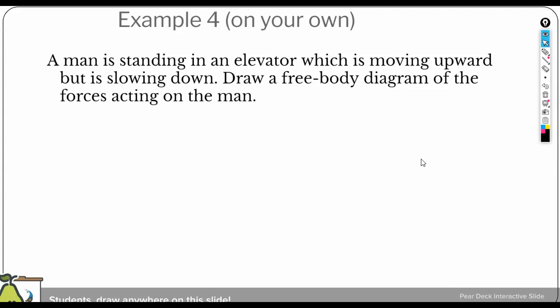Okay, so here is example 4. And normally I would try to have you do this on your own. I would ask that you pause it at this point and try to do this example 4 on your own in your notes. And then I will go over example 4 in just a minute.